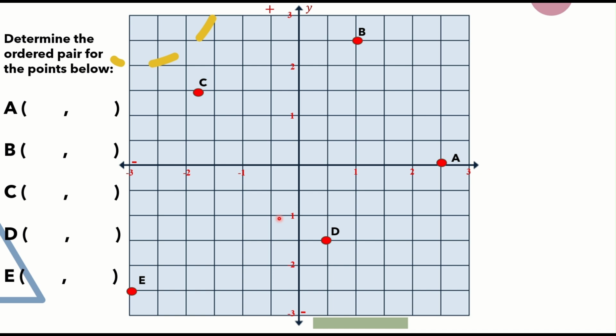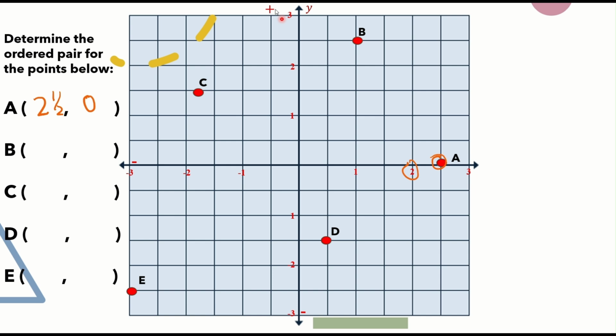So now let's determine what the ordered pair would be. Let's look at A. A is going over 2 1/2, positive, and then it did not move up or down. So my y coordinate would be 0.